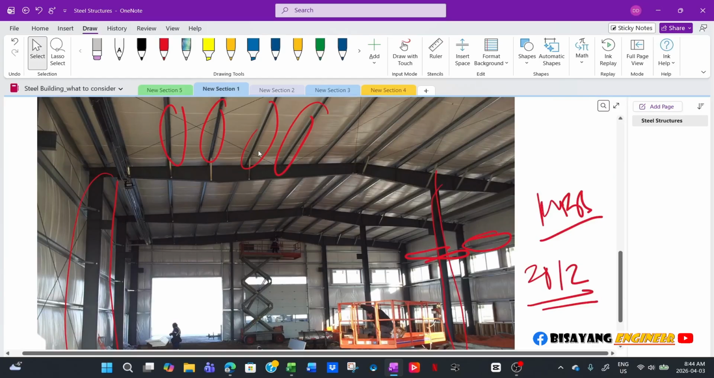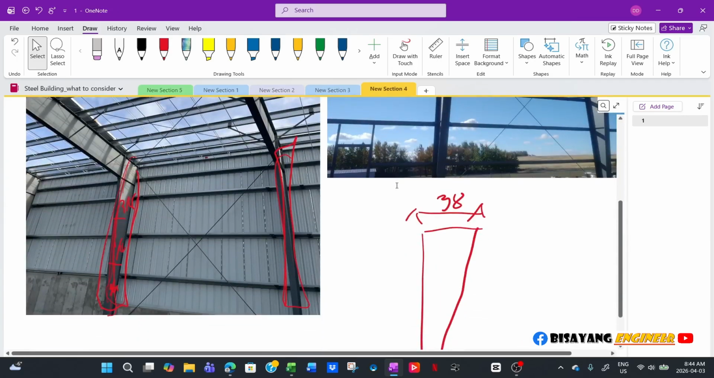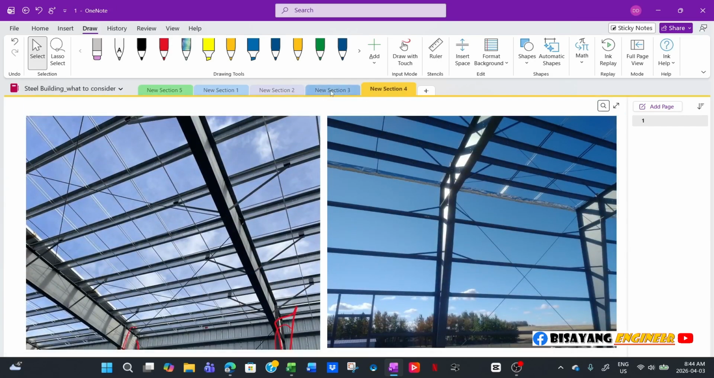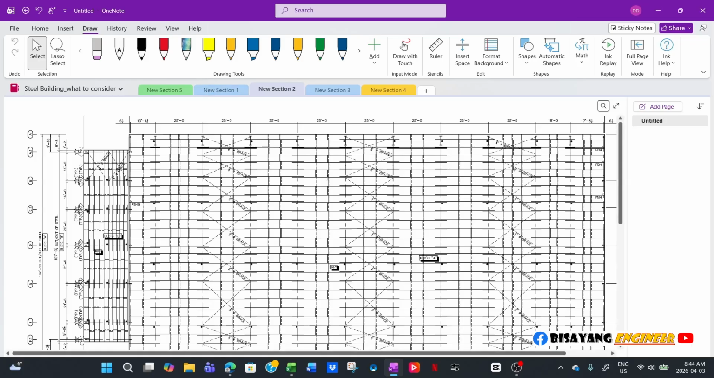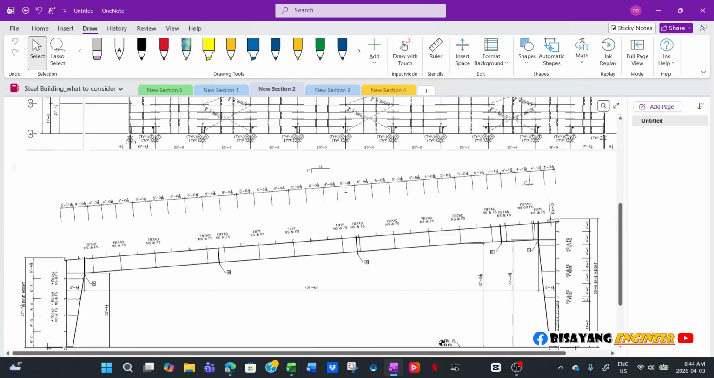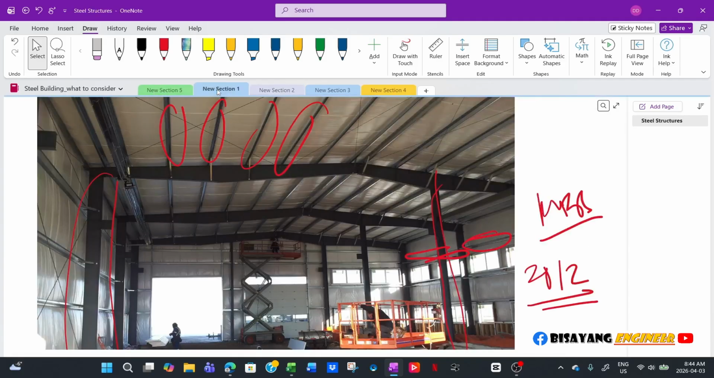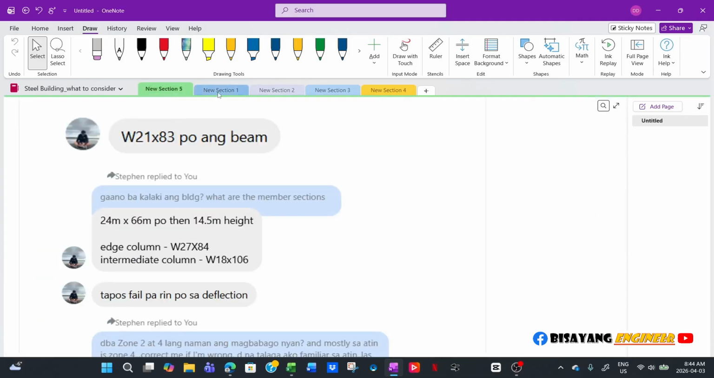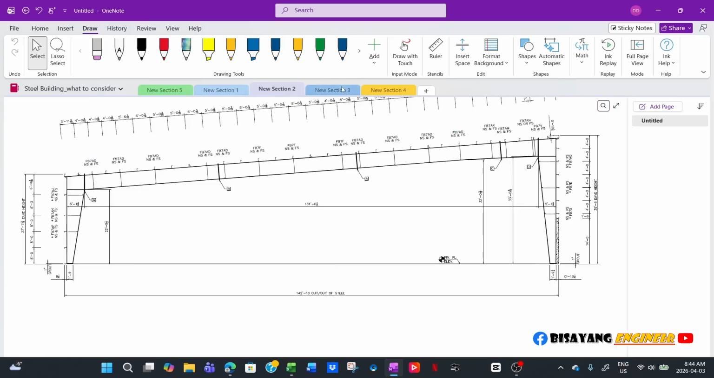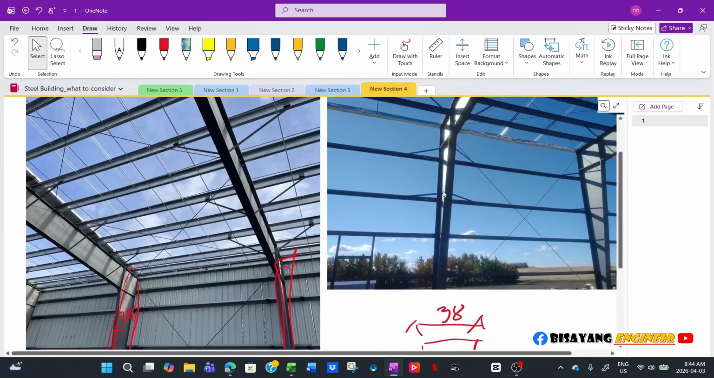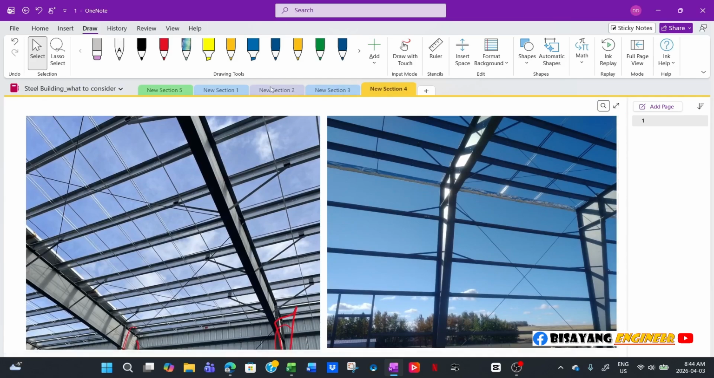I don't know if I have a sample here for a portal frame. Yeah, this is the cross bracing. I don't think... I mean, I have lots of projects with portal frames as the lateral force resisting system, but I thought I included them in all the photos that I put here in the slides.